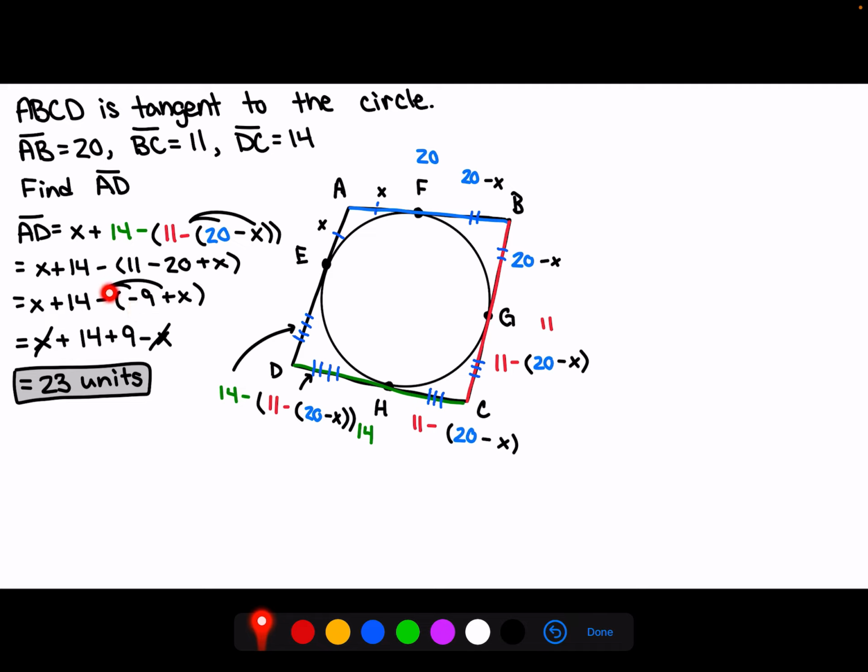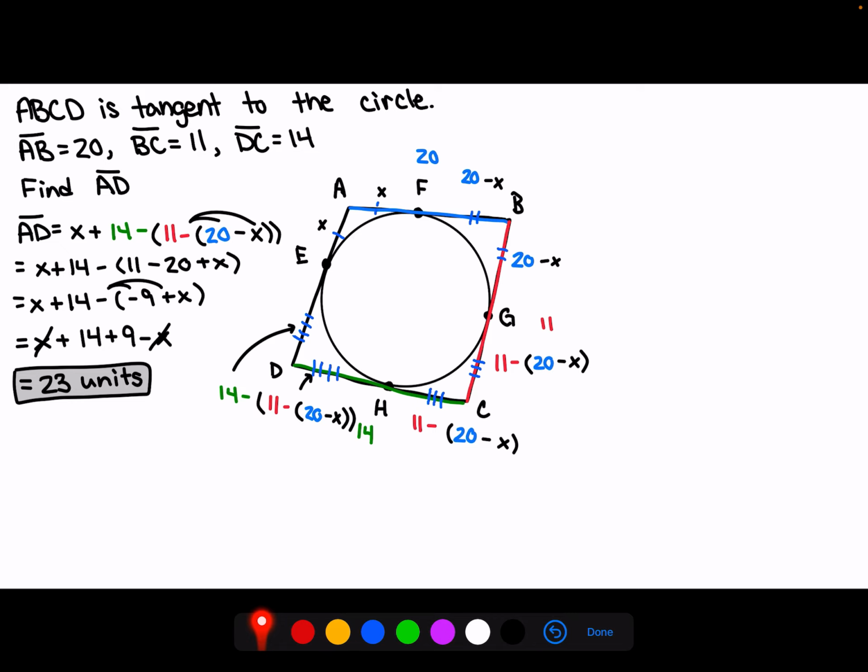From there, I'll distribute the negative through the parentheses once again, because now I have the second negative right next to it. That will give me positive 9 and negative X. So now I have X plus 14 plus 9 minus X. Positive X and negative X cancel each other out. 14 plus 9 will give us 23 units. So we got the same answer as our last problem, but we went through a different process. We started with different numbers, so it's just a random coincidence that we got 23 for both.